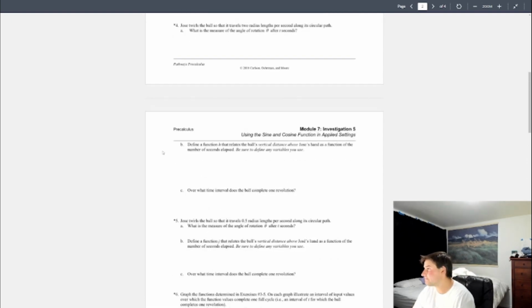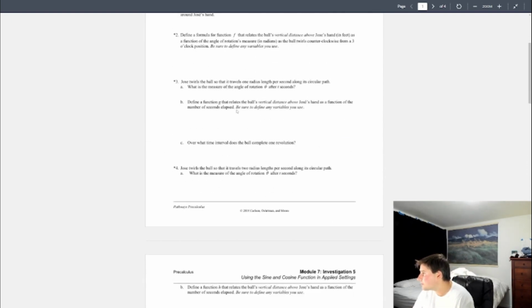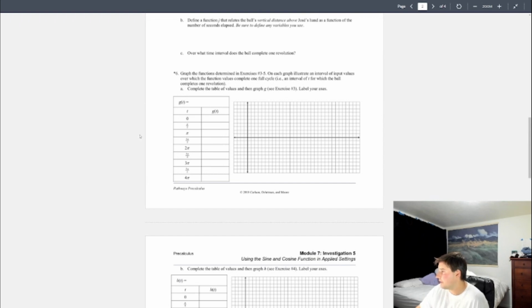Okay, which one was g? Is it the first one? g, this is the one. Okay. So t is 0, sine is 0. Pi over 2 is also pi over 2. Pi, also pi. 3 pi over 2, 3 pi over 2, 2 pi. Okay, this is asking for one full cycle, but it has the table go to 4 pi.